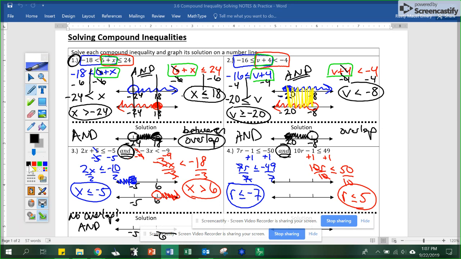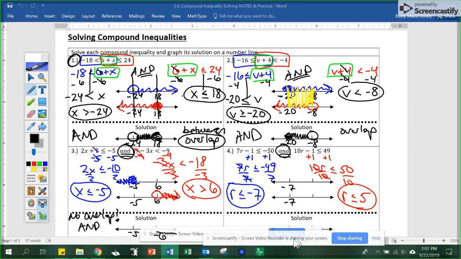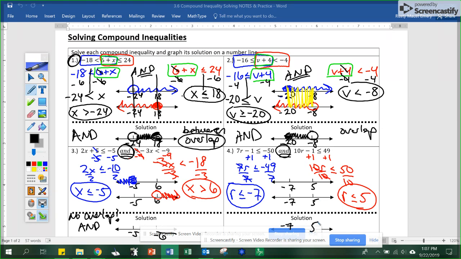So setting up my boundaries, -7 and 5. Sorry if these bottom number lines look a little weird. It's kind of hard with this program I'm using. Let's graph these quick. And we have at -7, it's filled in and to the left. At +5, it's also filled in and also to the left.